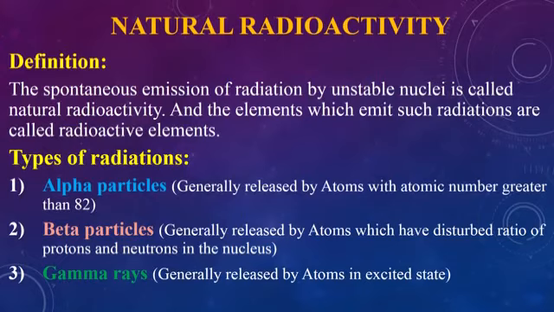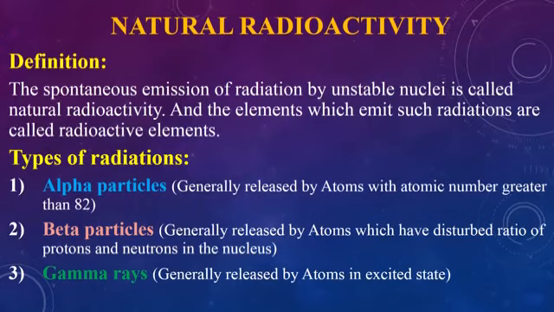Beta particles are generally released by atoms which have a disturbed ratio of protons and neutrons in the nucleus. Or you can say such elements have more neutrons in the nucleus, and such a nucleus is considered unstable, so the element converts a neutron into a proton and an electron, and releases the electron out of it. Such particles released by such elements are called beta particles.